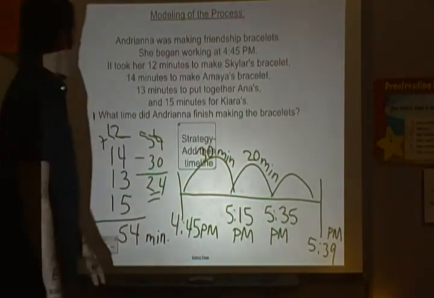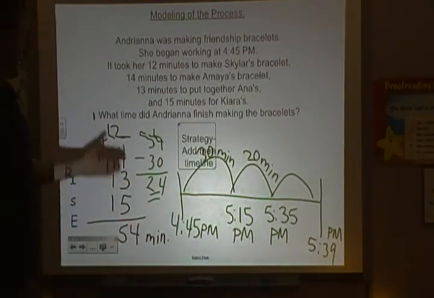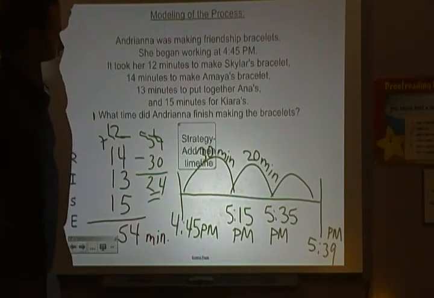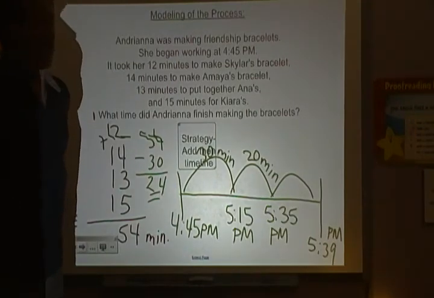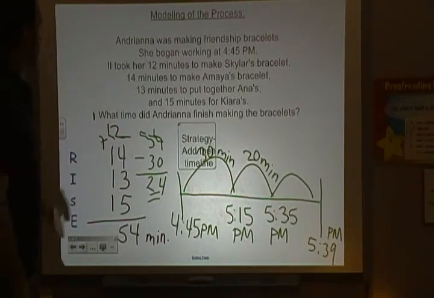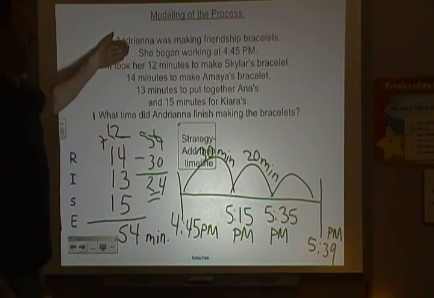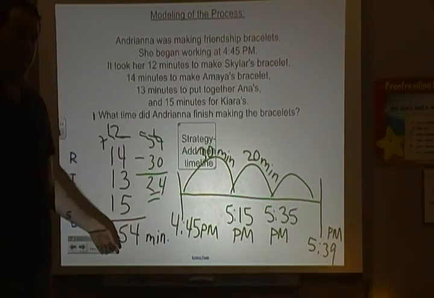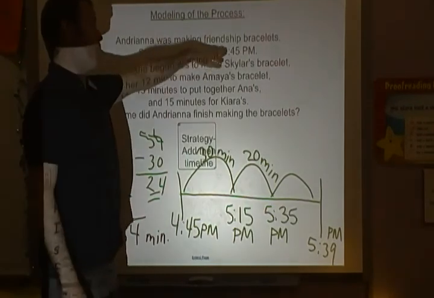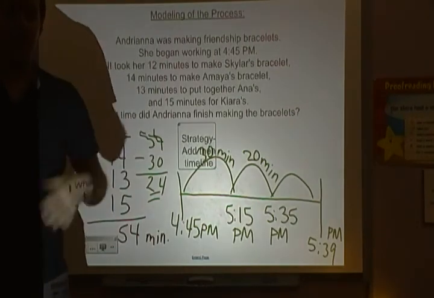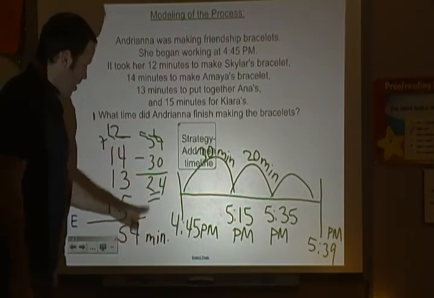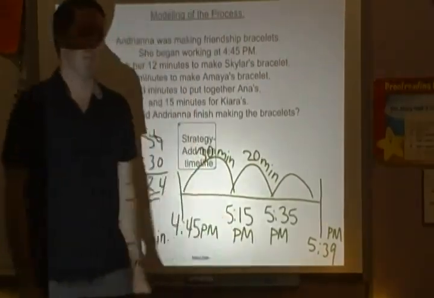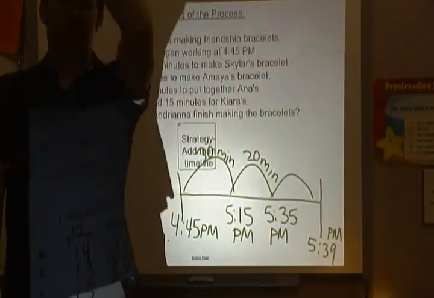So examine and explain. Did I answer the question? What time did Adriana finish making the bracelets? 5:39 p.m. Does it make sense? Well, let's see. Adriana started at 4:45. I can make an estimate. It was just under an hour. So if I said 1 hour later, 4:45, 1 hour later would be 5:45. It's just under 1 hour, so it should be less than 5:45. It is a little bit less with 5:39, so check.